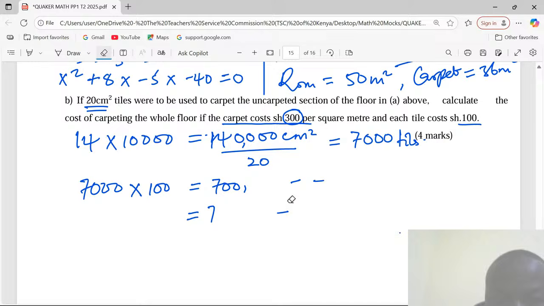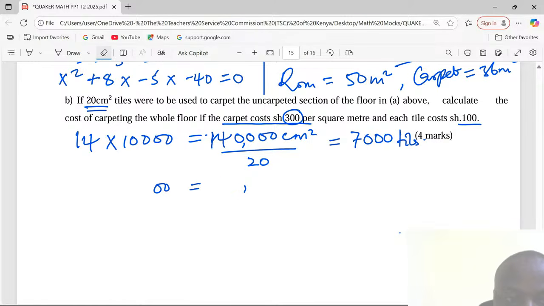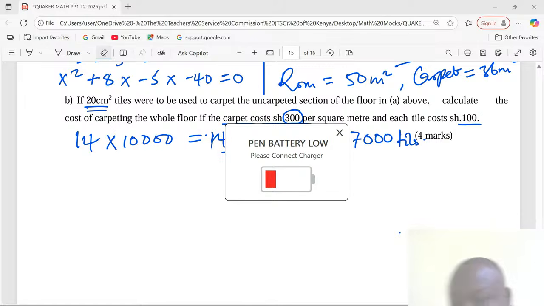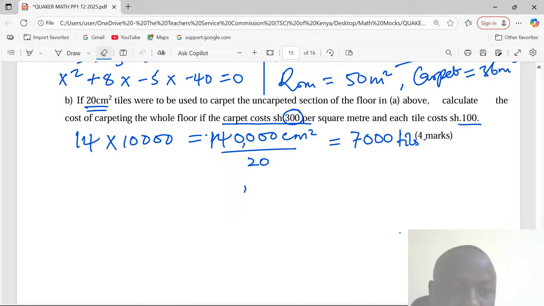Let me just read something in a clear manner. Let me interpret something well here. Sorry for that. Let me also fix my pen for some charging.